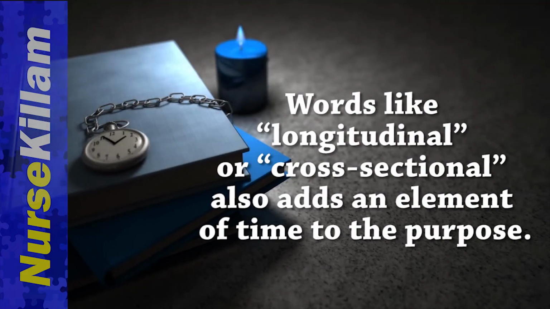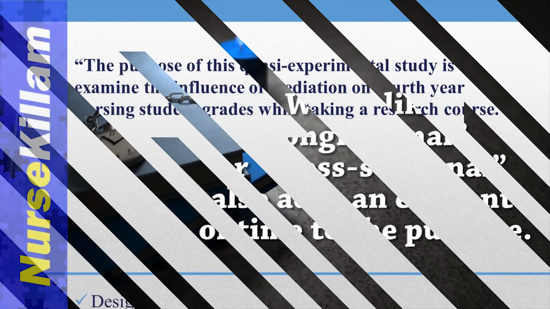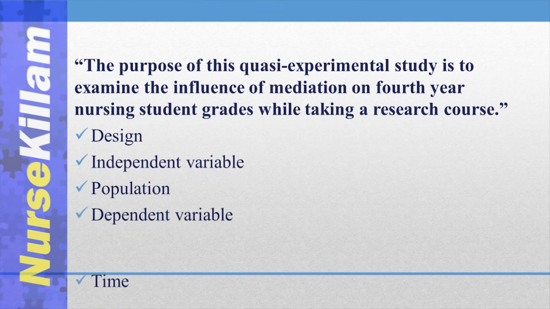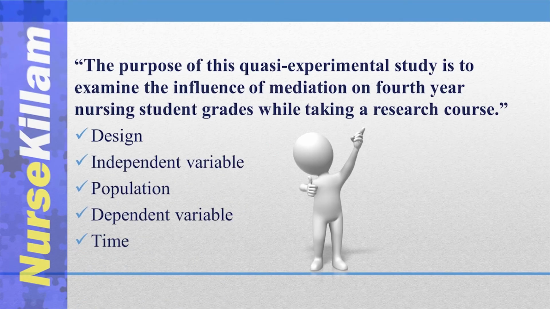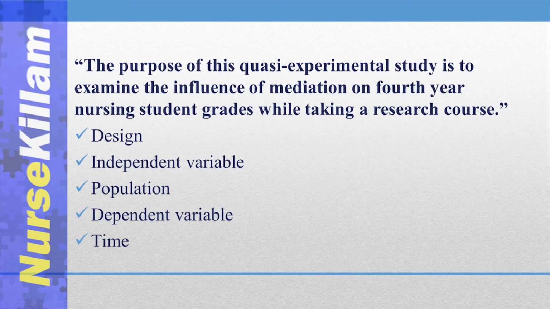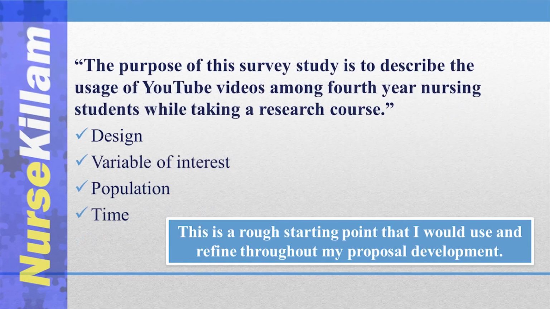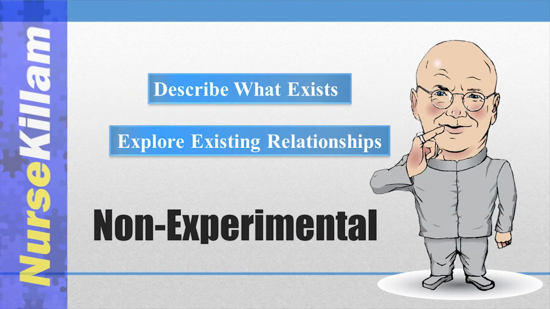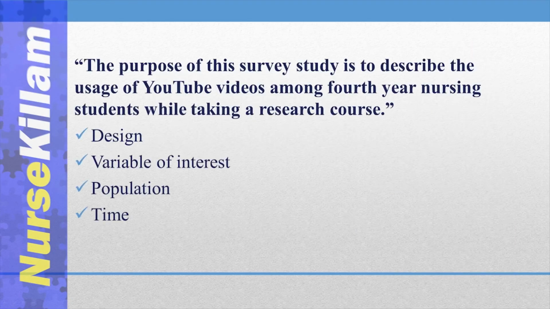In the end, my purpose would look something like, the purpose of this quasi-experimental study is to examine the influence of meditation on fourth-year nursing student grades while taking a research course. A descriptive purpose may look something like this. The purpose of this study is to describe the usage of YouTube videos among fourth-year nursing students while taking a research course. Since I'm just describing what is already occurring, there is no intervention. There is also only one variable of interest, the use of YouTube videos.